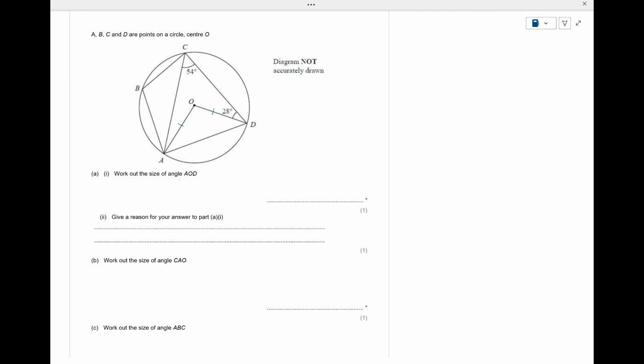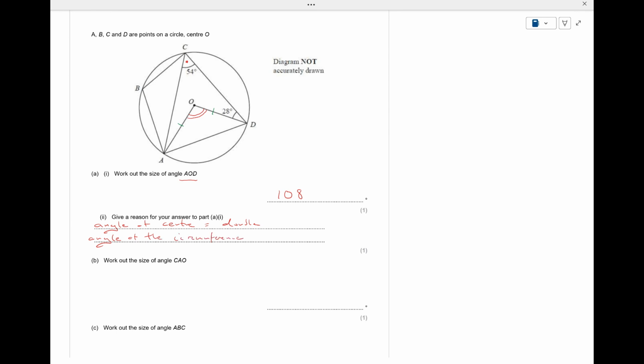Work out the size of angle AOD. That's this angle here. Oh, that's going to be double that one, isn't it? So 108. Give a reason for your answer. Okay. Angle at centre equals double angle at the circumference.